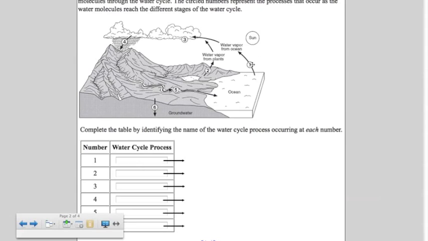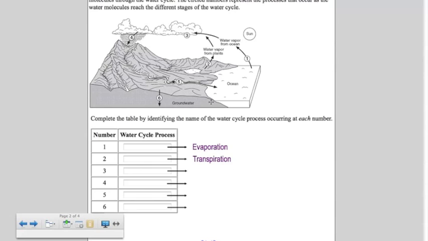1, as you can see, is water vapor coming from the ocean. That is known as evaporation. So therefore, number 1 is evaporation. Number 2, this is water vapor moving from the mountains and plants into the atmosphere. That is called transpiration. A good way to remember that is tree sweat.